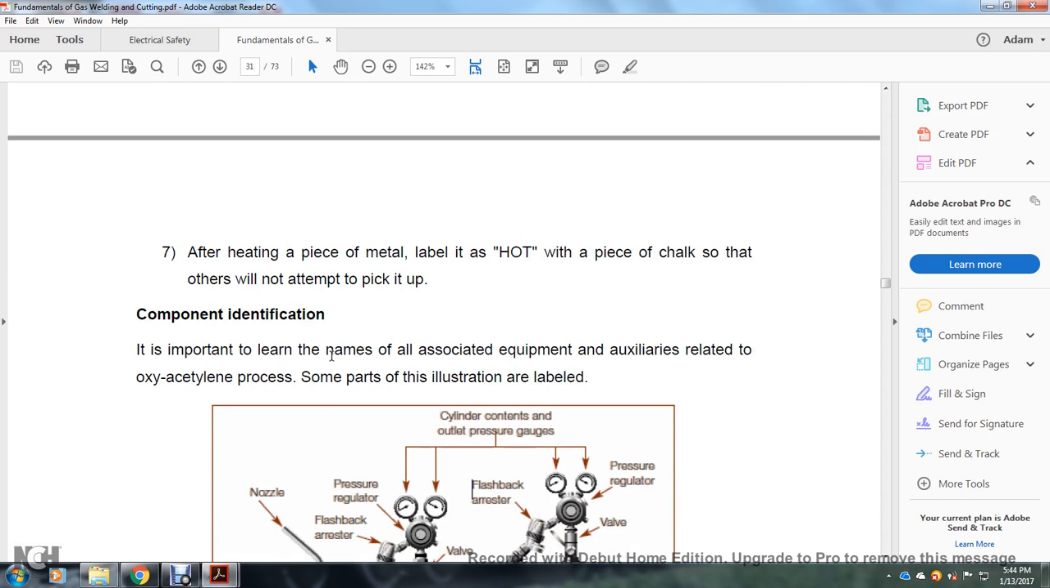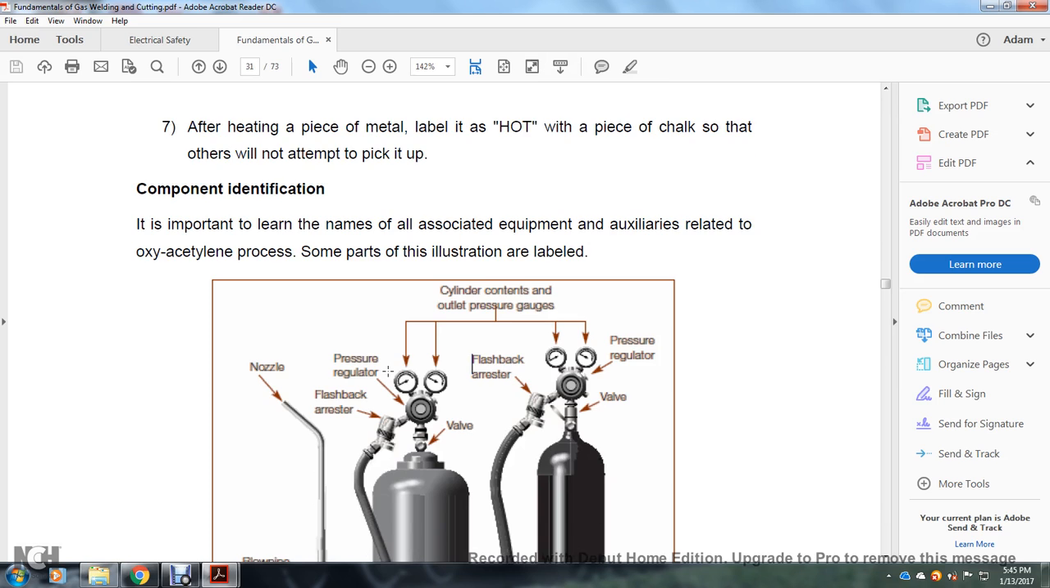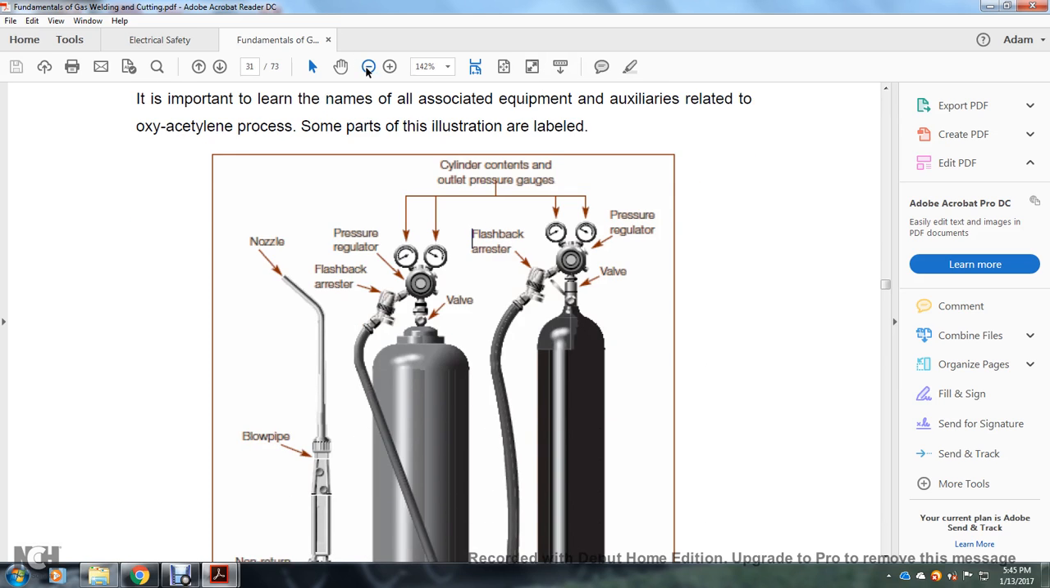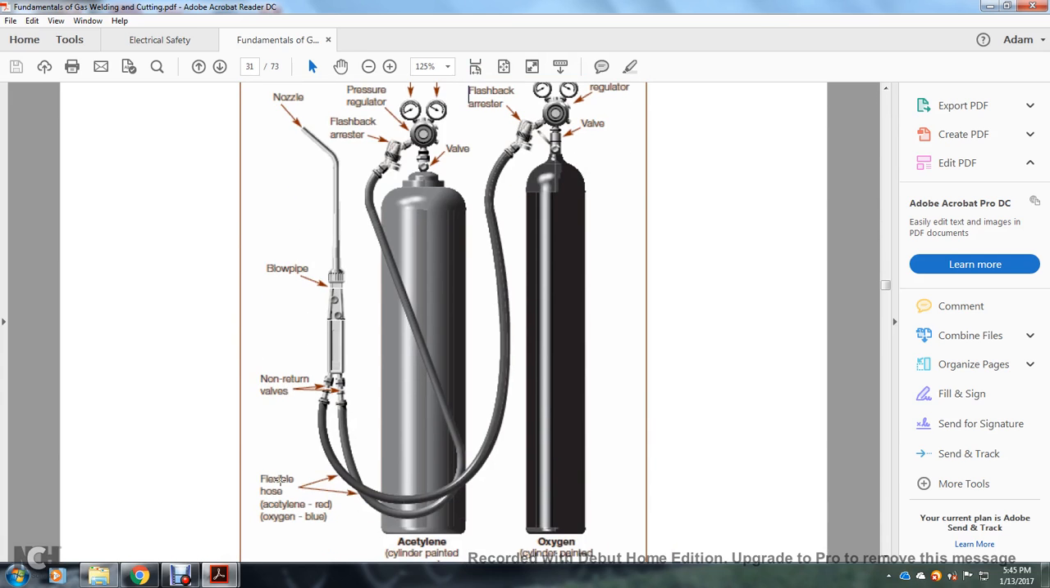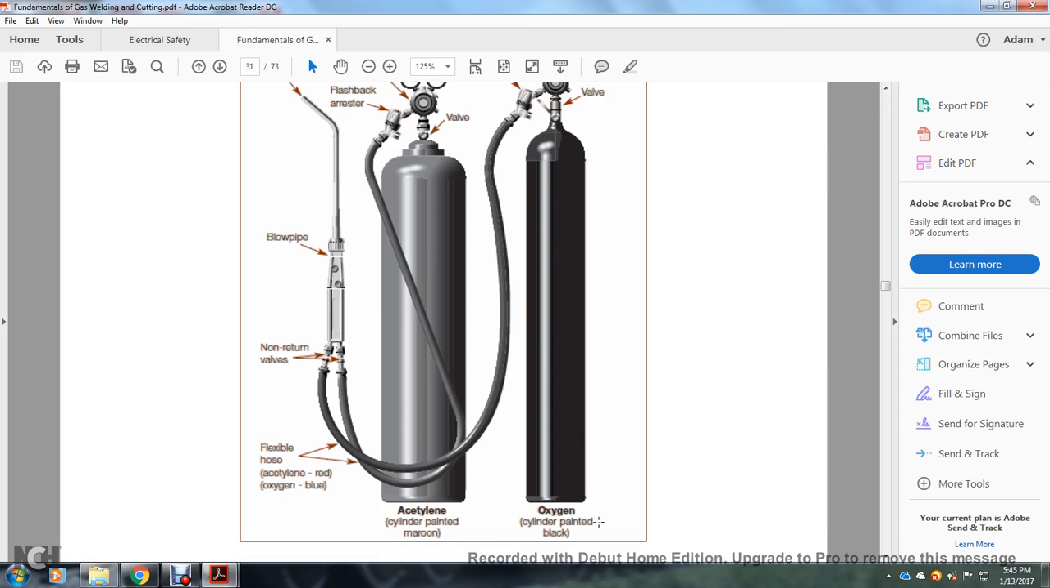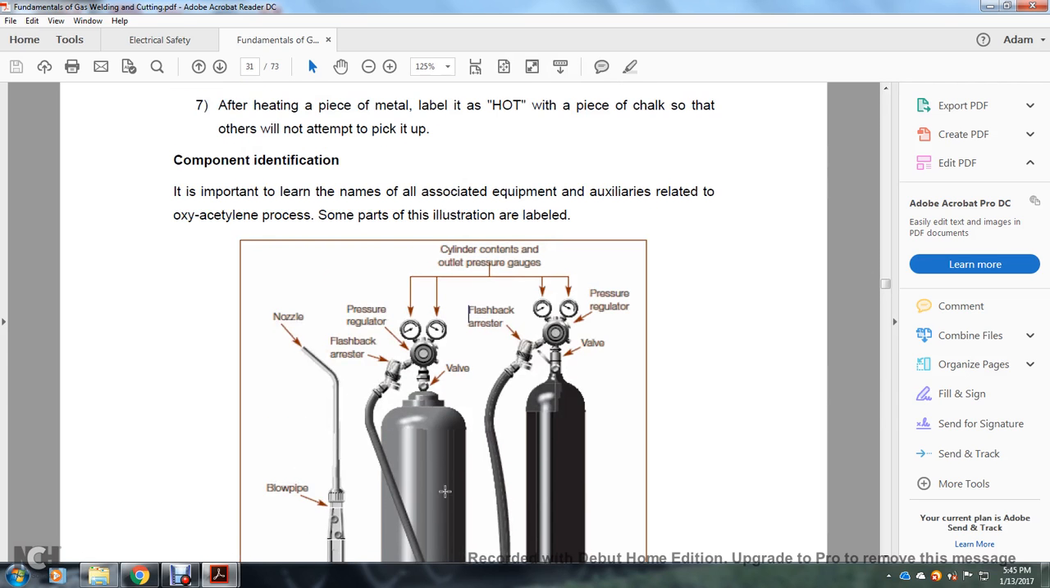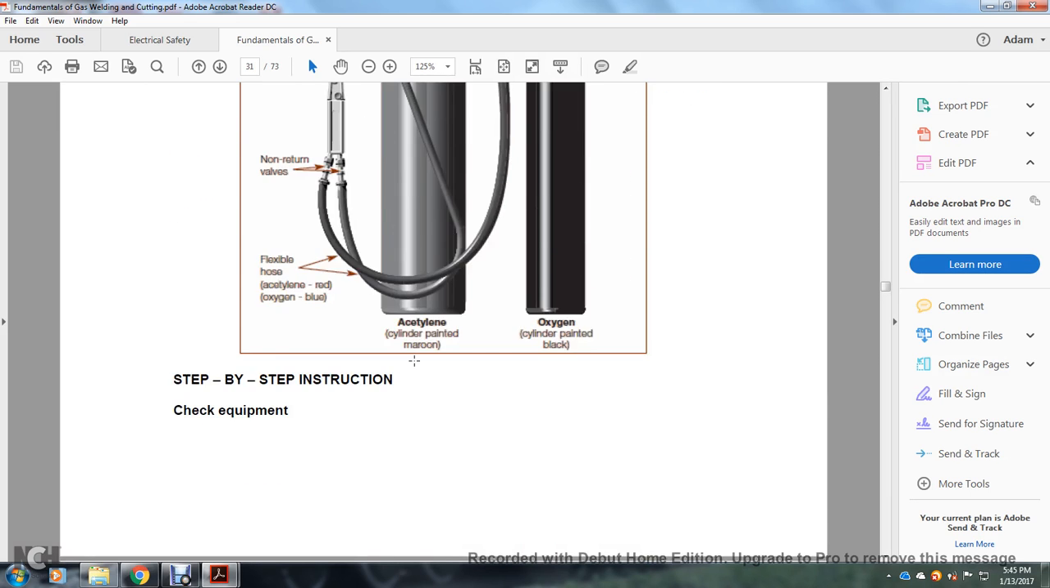Components identification. It is important to learn the names of the associated auxiliary equipment related to the oxyacetylene process. Some parts are illustrated below. You have your nozzle, blowpipe, non-return valve, flexible hoses, acetylene red, oxygen blue, your acetylene cylinder, maroon, oxygen cylinder, black, flashback arrestors, two flashback arrestors before it goes into the regulator. And these have cylinder contents and outlet pressure gauges, and then from the regulator to the valve to the cylinder.